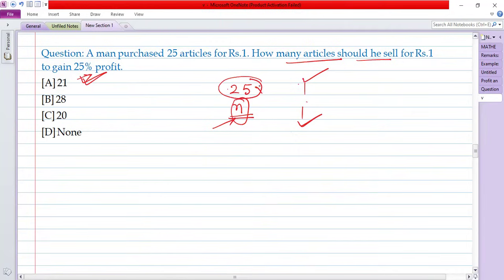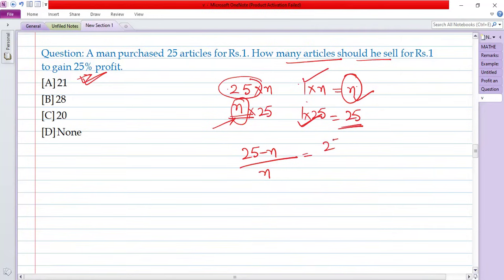So once again, I will multiply it by n, and I will multiply this by 25. So obviously here it will be n, here it will be 25. So this is the total cost price. This is the total selling price. The difference, 25 minus n, the profit amount, divided by the total cost price, must come out to be 25%, which is nothing but 25 by 100, which is nothing but 1 by 4.